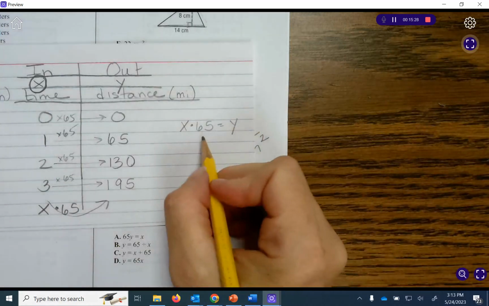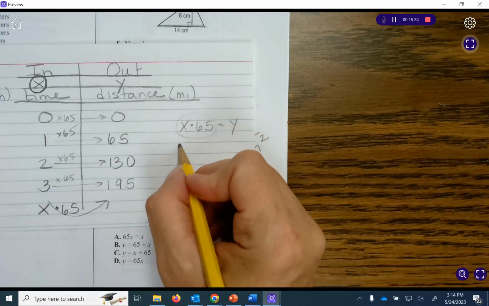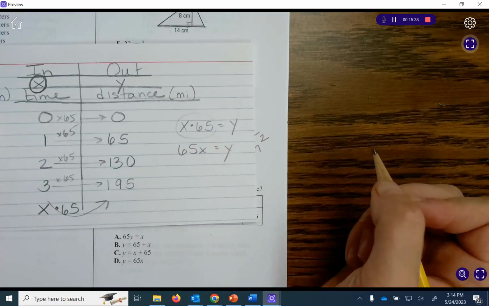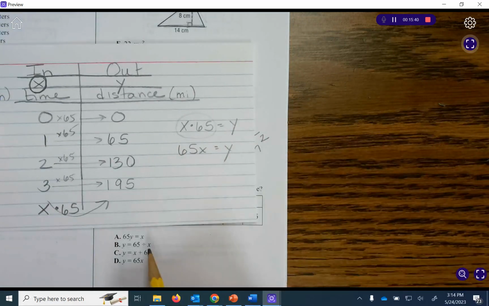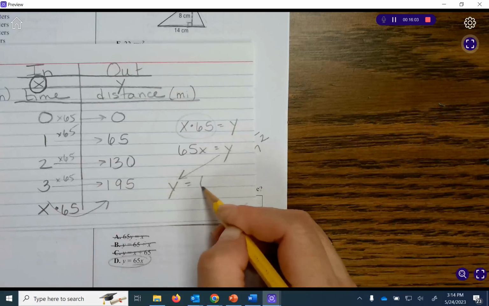Well, I remember that I can actually write this multiplication problem as 65x equals y. Now this one has y equals x, so that can't be right. And this has got division in it, which I'm not seeing that working out. And this one has addition, and that's not working out. Now this one looks similar because I see 65x and I see y. Yes, it's okay to write y equals 65x.